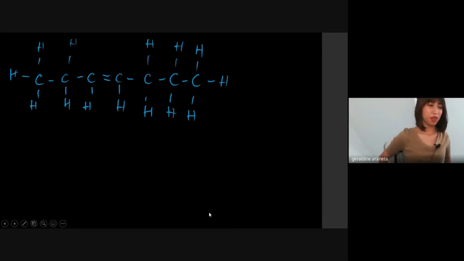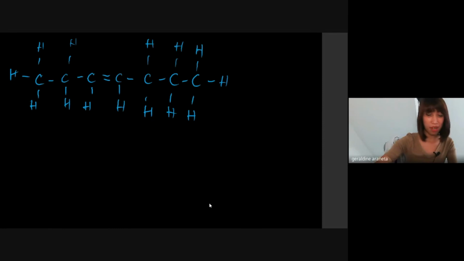Okay, you name this hydrocarbon. What is the name of this hydrocarbon? Okay, 3-heptene, because our carbon count is 7 plus it has a double bond. And our double bond is located after the third carbon.